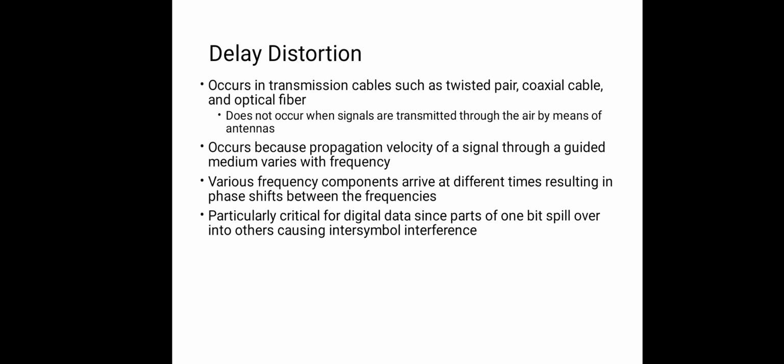Delay distortion occurs in transmission cables such as twisted pair, coaxial cable, and optical fiber. It does not occur when signals are transmitted through the air by means of antennas. It occurs because the propagation velocity of a signal through a guided medium varies with frequency. Various frequency components arrive at different times, resulting in phase shift between the frequencies. This is particularly critical for digital data, since parts of one bit spill over into others, causing inter-symbol interference.